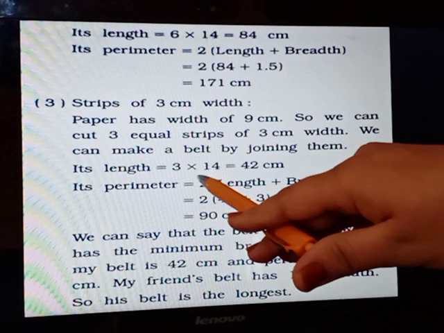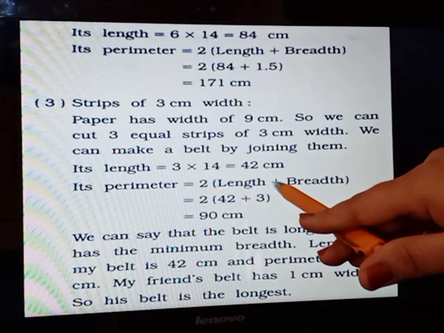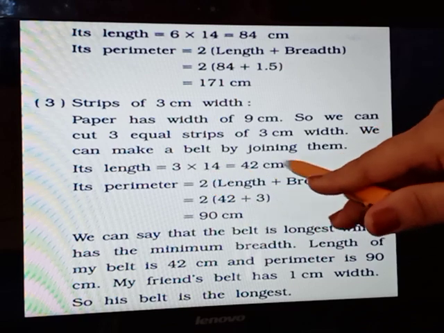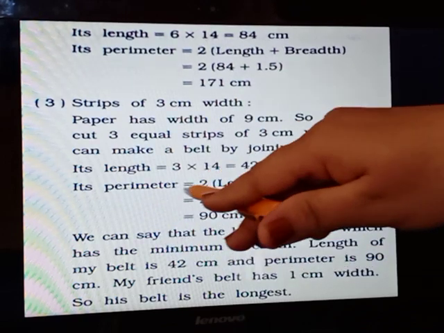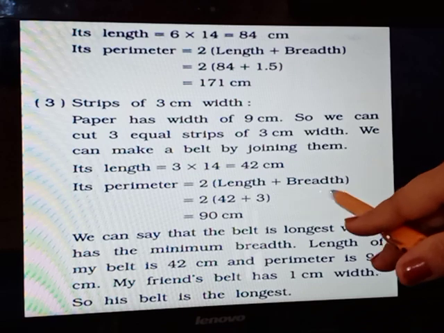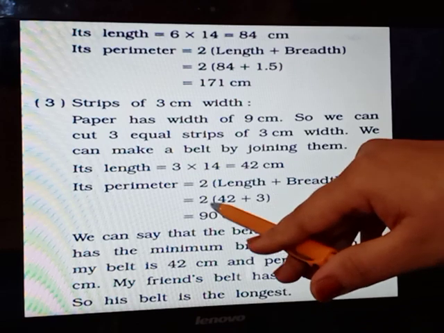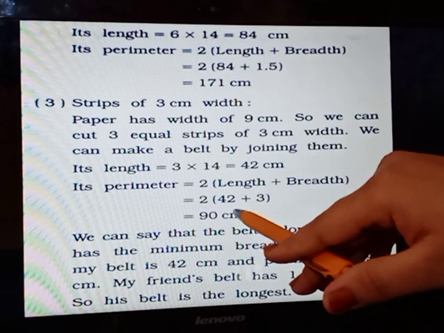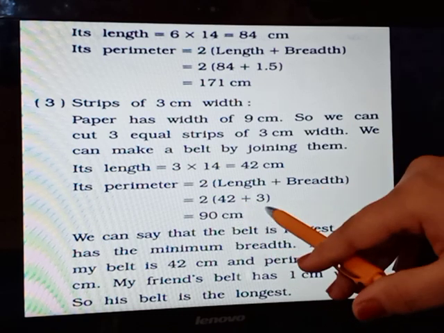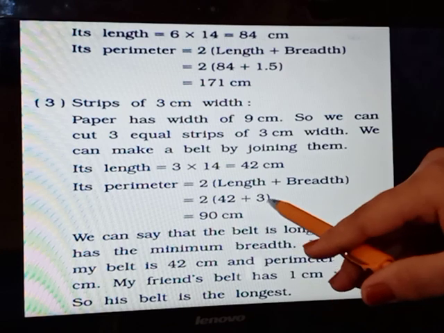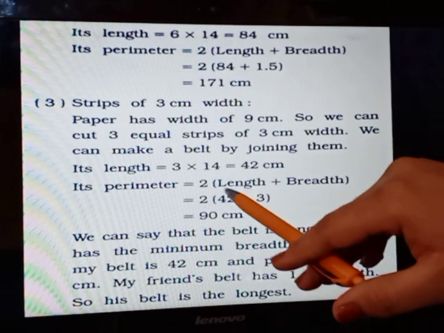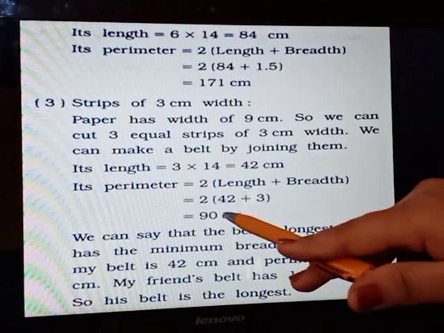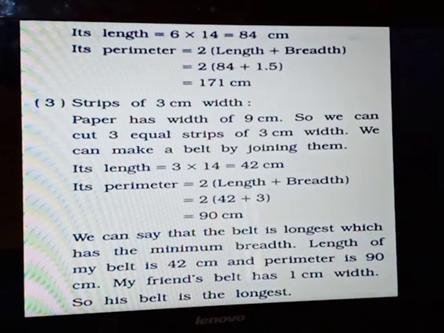Its length will be 3 multiplied by 14 centimeter equal to 42. 14 3s are 42 centimeter. Now its perimeter is 2 into bracket length plus breadth, formula 2. Instead of length we will keep new length, that is 42, and breadth 3 centimeter. So 42 plus 3 will be 45, and 45 will be multiplied with 2 when you open your bracket, and you will get your answer 90 centimeter, right?